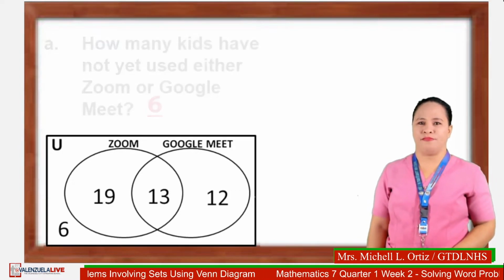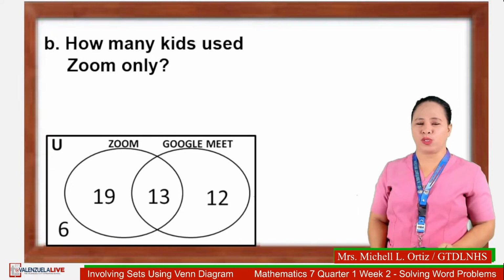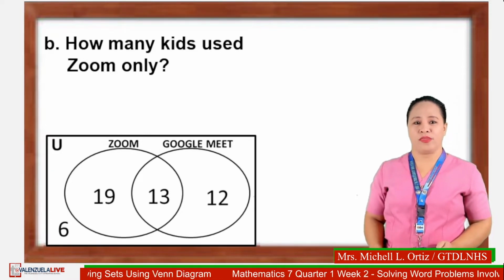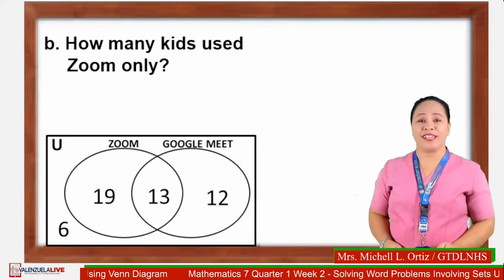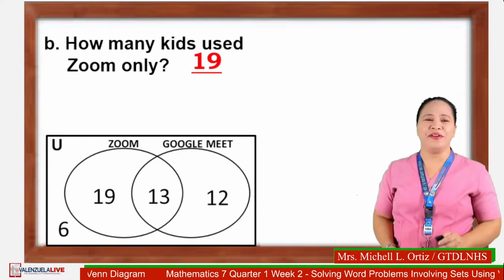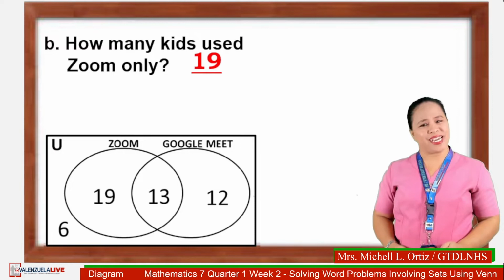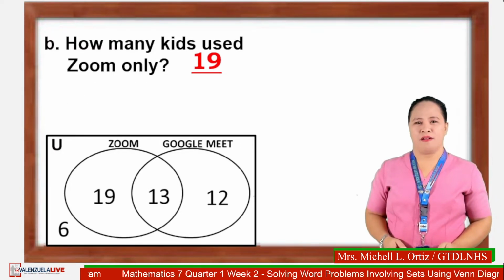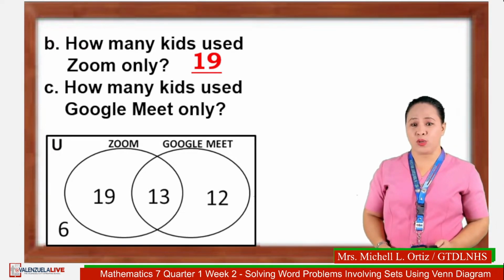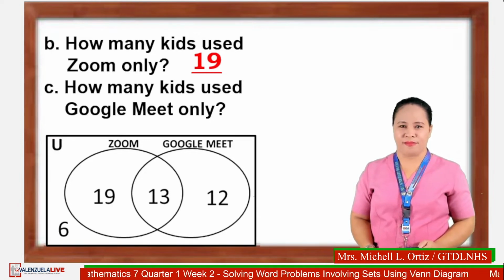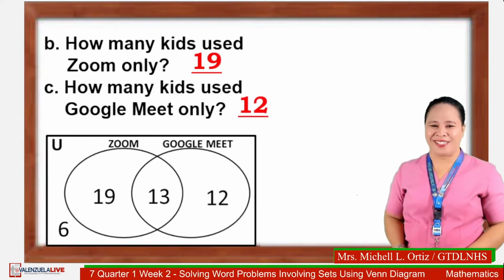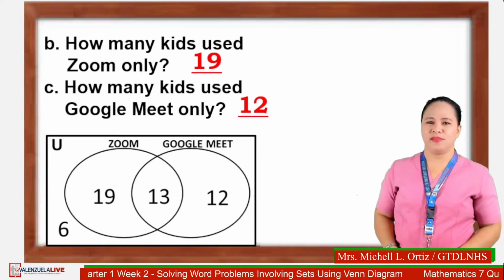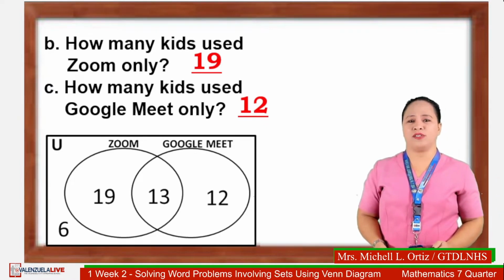Next question, how many kids use Zoom only? What do you think is the answer? Okay, if your answer is 19, then you are correct. Next question, how many kids use Google Meet only? If your answer is 12, then your answer is correct. Let's now move on to the third example.